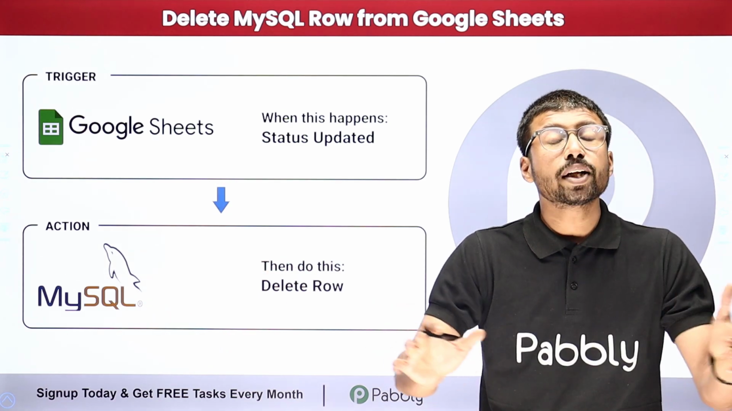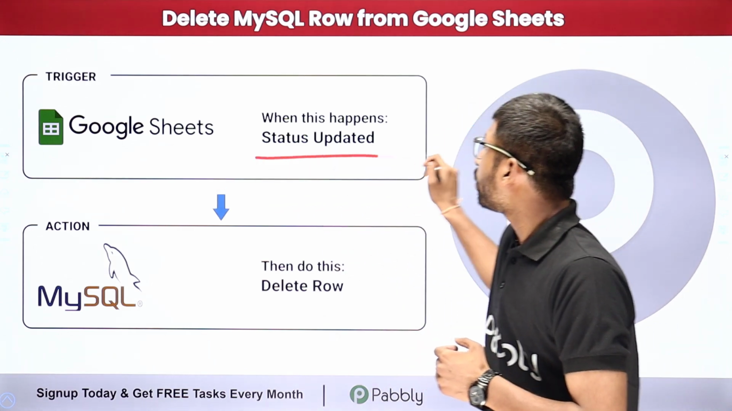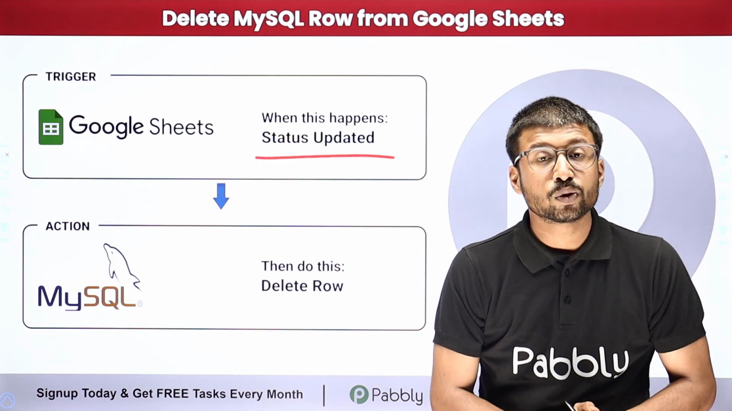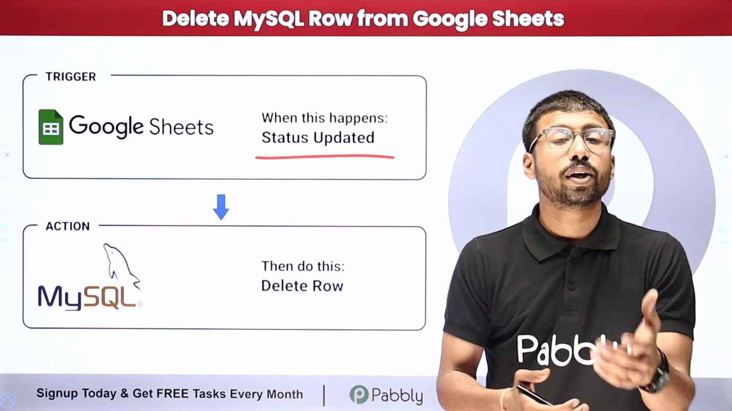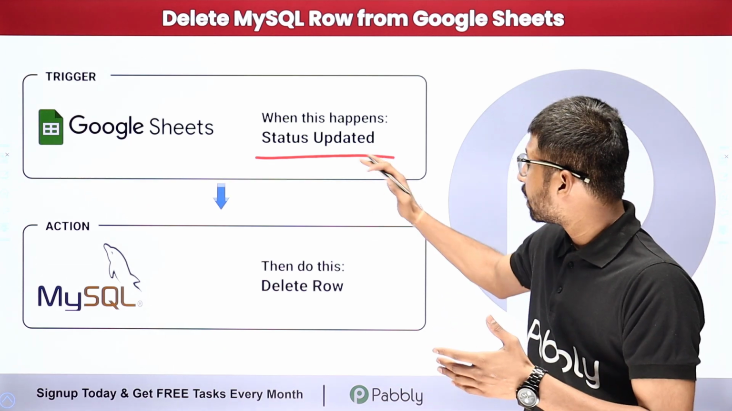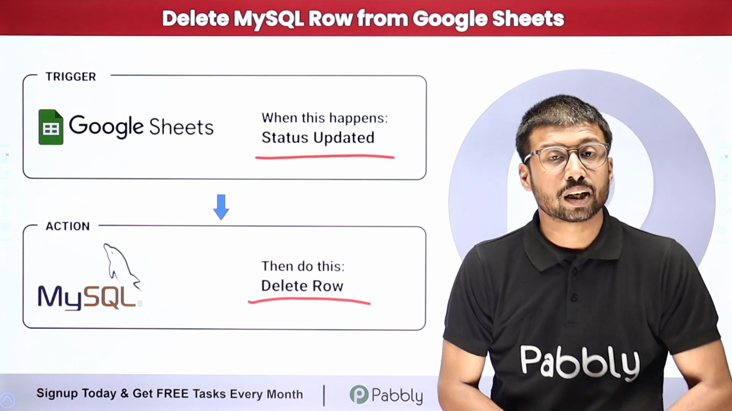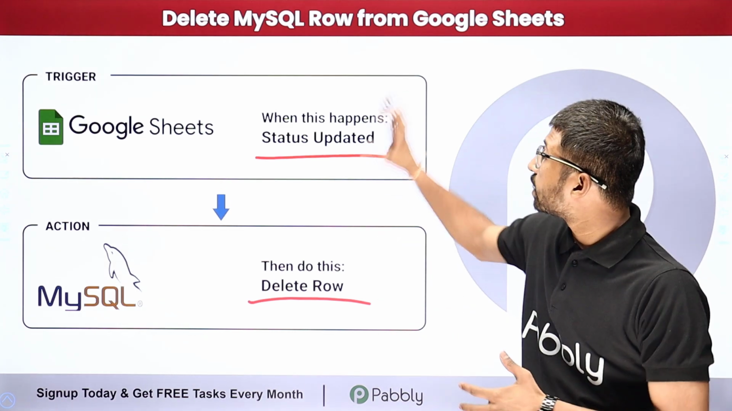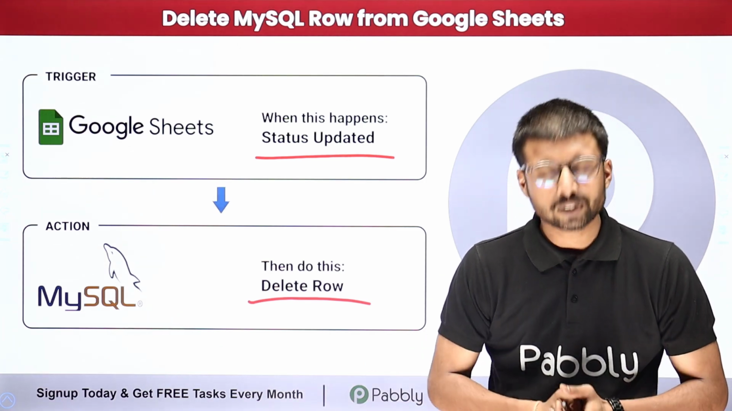So let me tell you, you can completely automate this process. As this automation works, whenever we update the status of that lead in Google Sheet, automatically the details of that lead will be sent to this automation workflow in Pabbly Connect. Then we are going to check the status, and if the status is lost, then automatically we are going to delete the row with that lead's details in our MySQL database. Now, if you want to learn how you can set up this complete automation all by yourself, you just have to come with me to my screen.